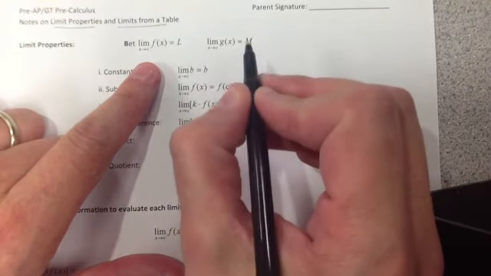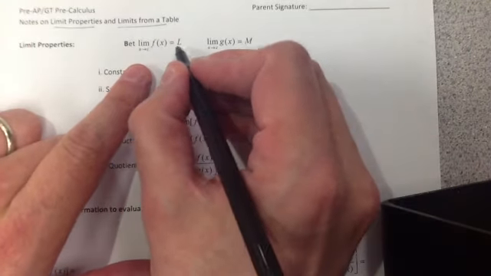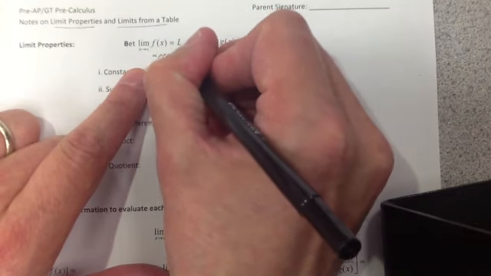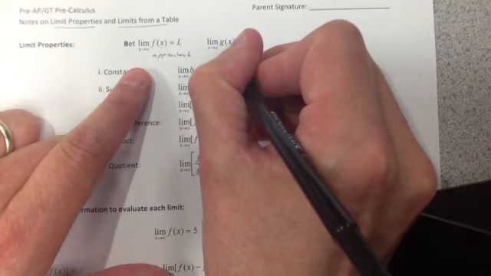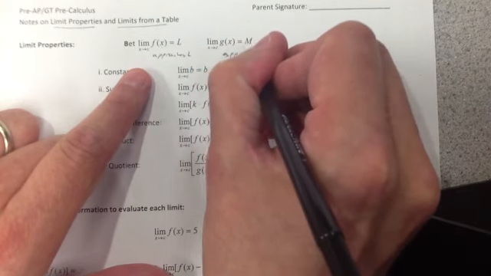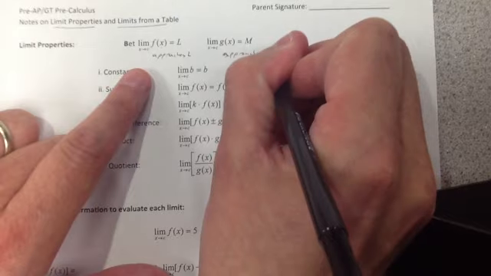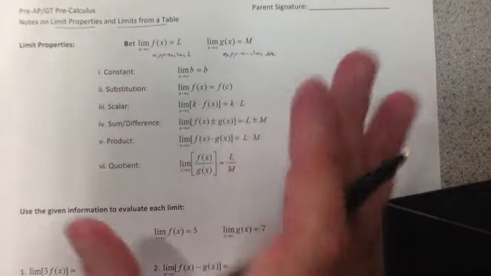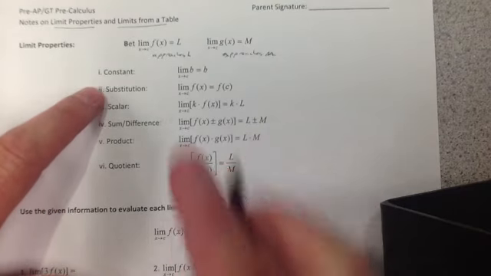We're going to have two limits. We have a limit for f of x and g of x. Now, f of x approaches L. So remember, we're approaching L. And g of x approaches M. And that's what it means to be a limit. These properties right here are just some simple properties that we can use.